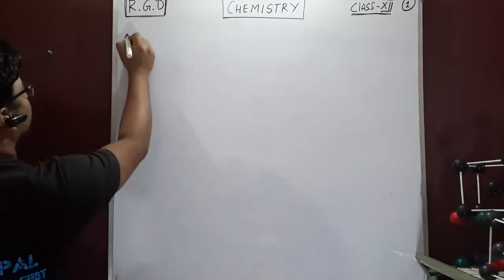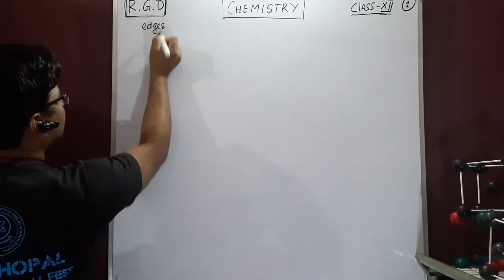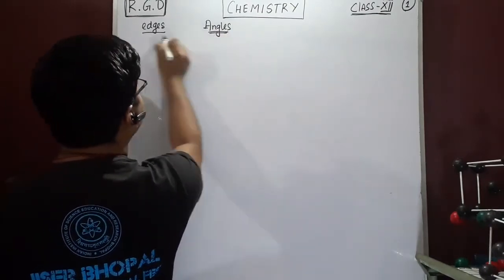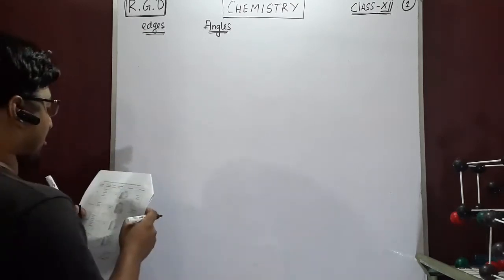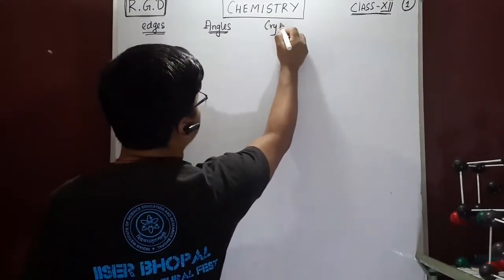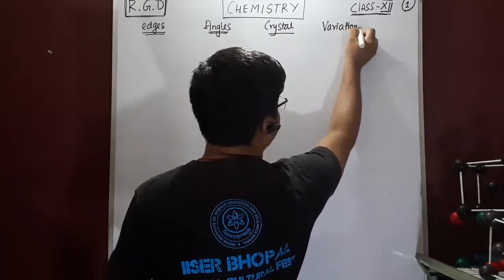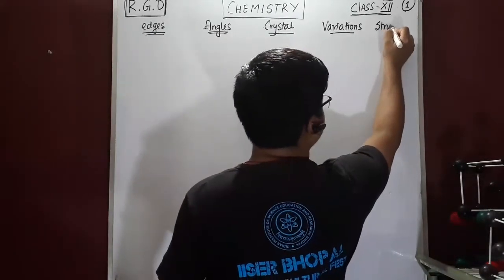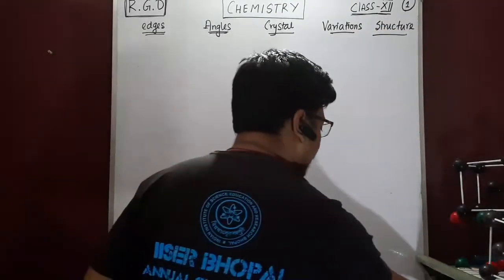Case one. What can happen? First, your edges, angles, and crystal variations. I will draw the structure.